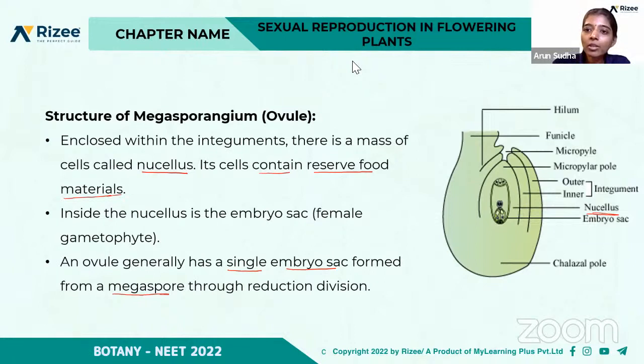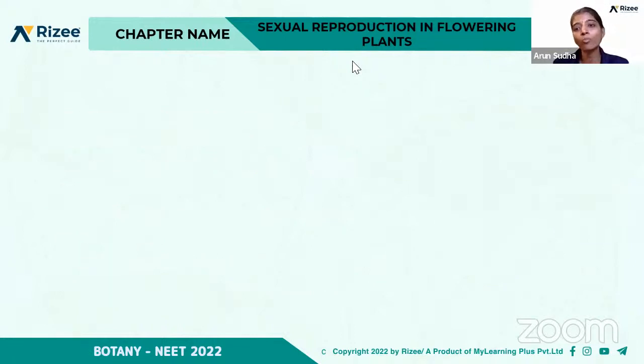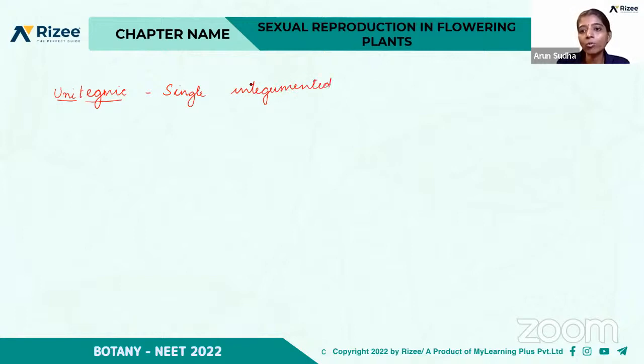So this is the structure of the ovule. Now, based on the number of integuments that are present, there are different types of ovules such as unitegmic. What do you mean by unitegmic? Uni means single. So unitegmic is a single integumented ovule.